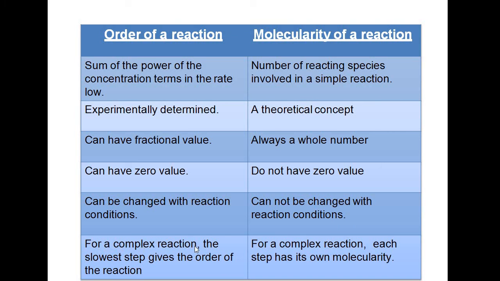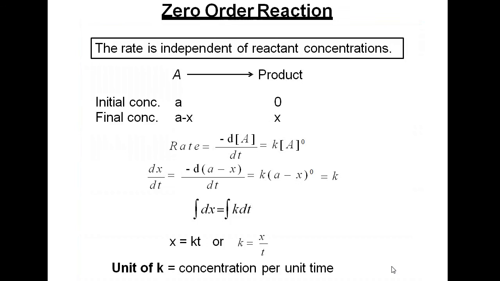For a complex reaction, the slowest step gives the order of the reaction, whereas in molecularity, for a complex reaction, each step has its own molecularity.